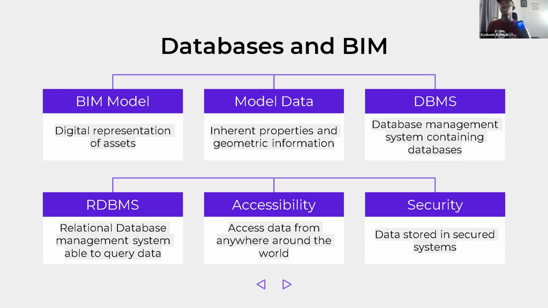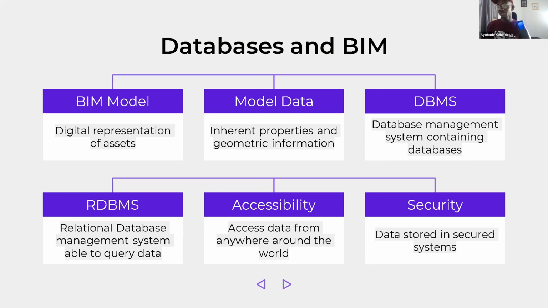Different industries utilize database management systems. There is also what we call a relational database management system, able to query data. They are used to query data, and they are used to update data. So in case you have a model that you need to automatically update, for example, you have walls and you want to increase the width of all the walls without having to do it one after the other, you could use this kind of database system.